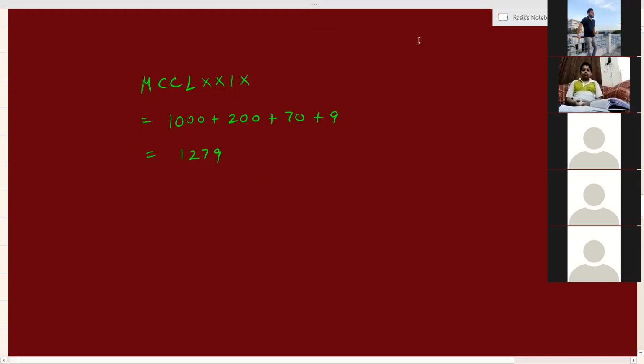Yesterday we did one worksheet, matching the Roman numeral with Indo-Arabic. Am I right? We have done only one worksheet till now. Yes, sir. Okay, I'm going to give you the second one now. Get ready for the second one.